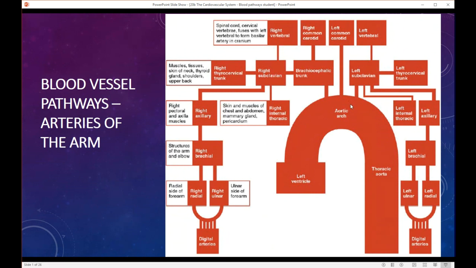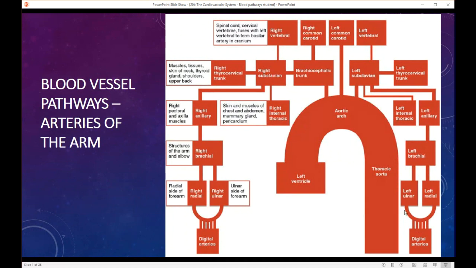And here you go on the left side. So we have that left common carotid going up to the circle of Willis. Left subclavian, okay, is going to split into the left axillary to go under the arm, left brachial, left ulnar, left radial to the digital arteries.